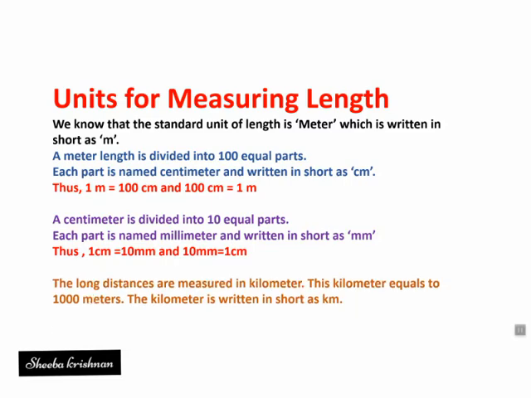The long distances are measured in kilometer. The kilometer is written in short as km. We know that 1 kilometer is equal to 1000 meters, or we can say 1000 meter is equal to 1 kilometer.